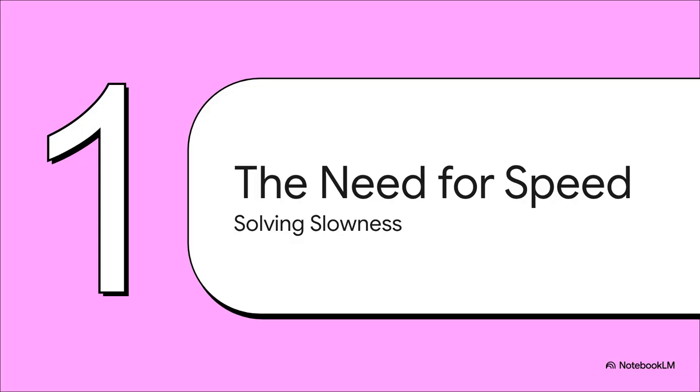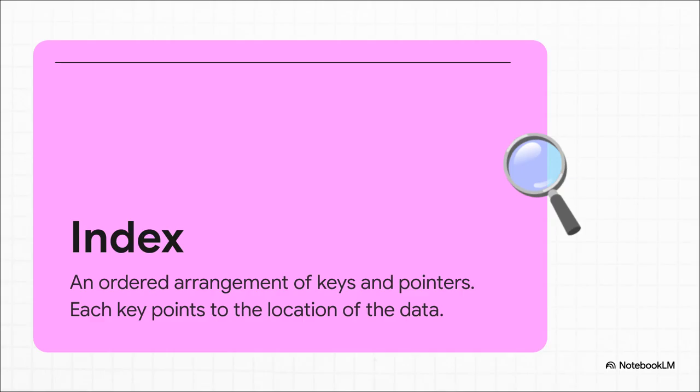All right, first up, let's talk about the number one problem everyone runs into with databases: slowness. You know, when your database gets bigger, with thousands or even millions of rows, finding what you need can start to feel like it's taking forever. And the solution to this is something called an index. Now, the absolute best way to think about an index is to picture the index in the back of a textbook, right? Instead of flipping through every single page to find a topic, you just look it up in that organized list at the back, and boom, it tells you exactly which page to go to.